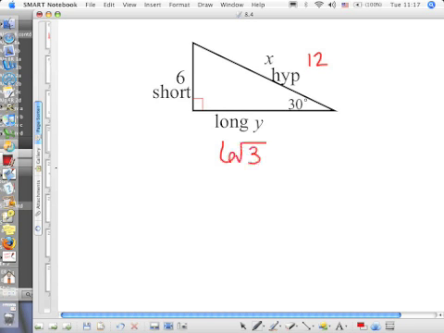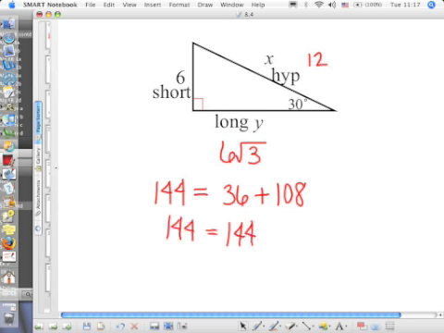Now let's check this, okay? Because according to the Pythagorean theorem, if this is indeed a right triangle, which we say it is, then the hypotenuse squared must be equal to the short leg squared plus the long leg squared. What is 36 times 3? 108. So 72 plus 36 is 108. And it does. All right?